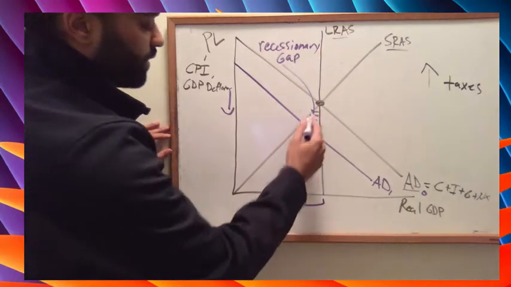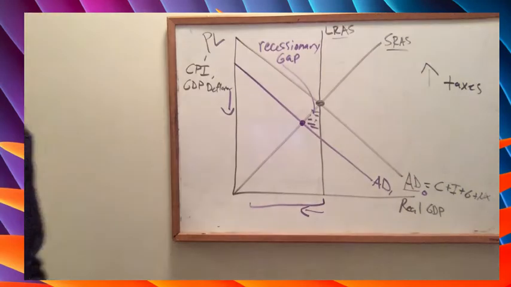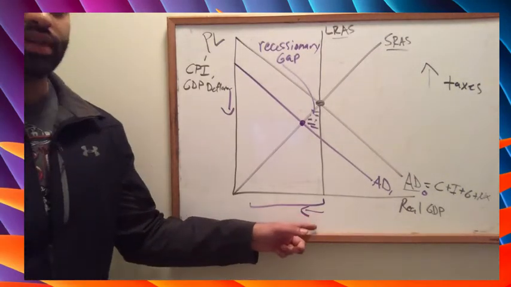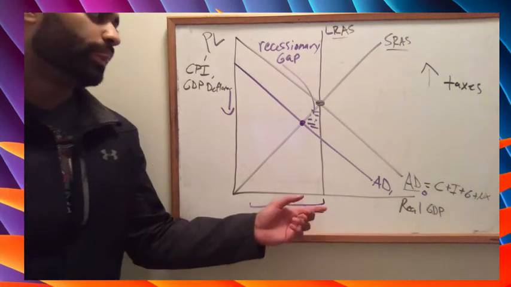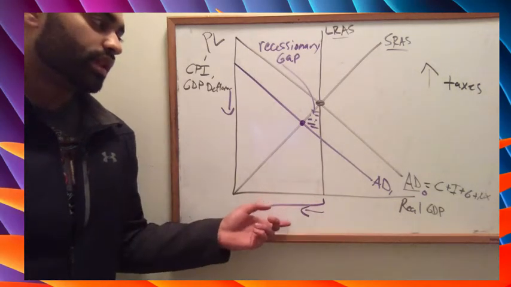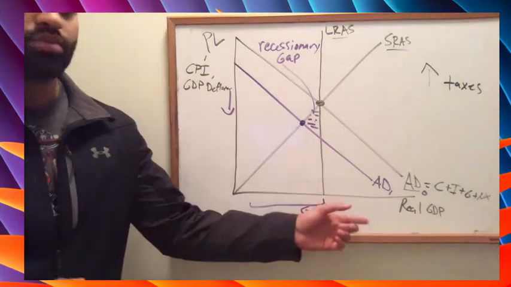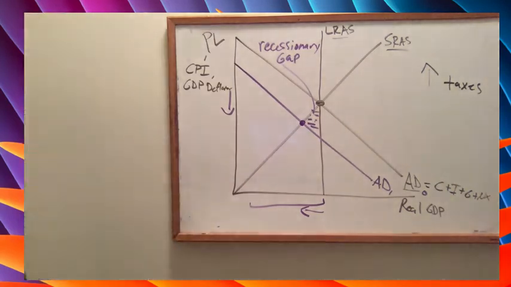What do we notice about our output? Output has decreased. What do we notice about unemployment? Unemployment has increased. Again, inverse relationship between output and our unemployment. So if we produce less, that means less people are working, unemployment is higher. If we produce much more, that means more people are working, unemployment is much lower.